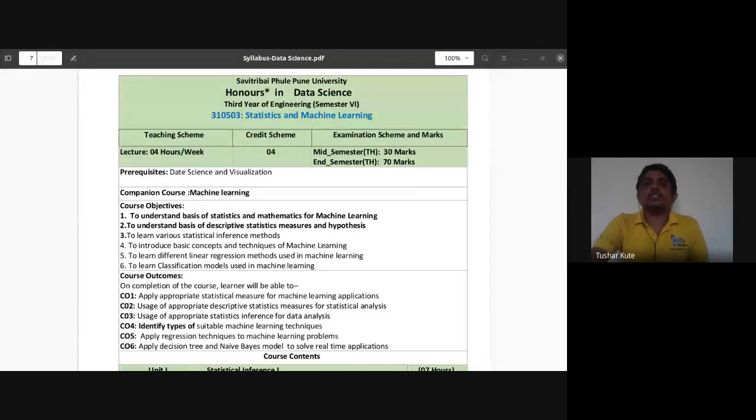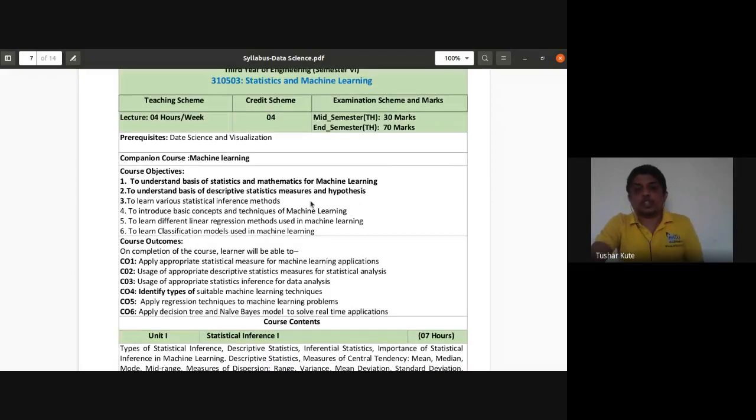So look at this. This is our syllabus structure. The prerequisite for the subject is data science and visualization that we have seen in the last semester. To connect to it, we are going to learn about statistics and mathematics required for machine learning. Along with that, we have some measures for hypothesis testing. We'll be learning some statistical inference methods also. In the first unit itself, we have many techniques, and the second unit also has the same.